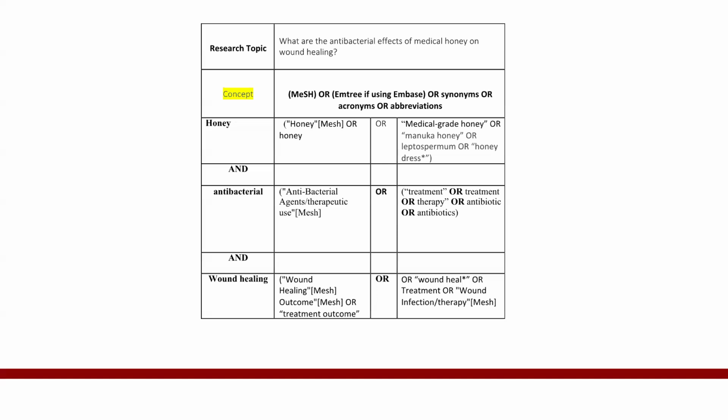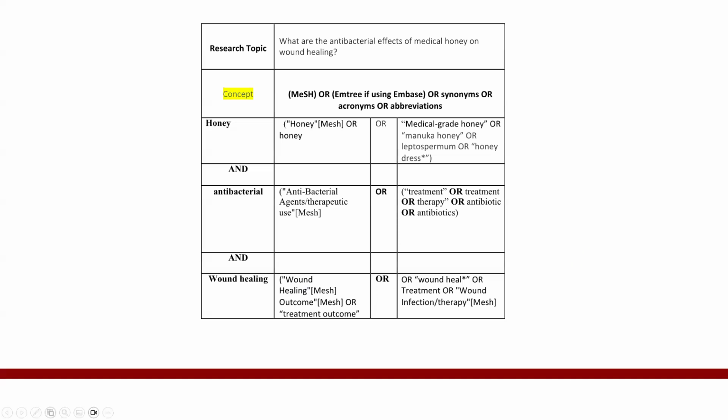In Embase, we have Emtree. Emtree is to Embase what MeSH is to PubMed. It's concept searching. It's a great way to construct your search, build your search house, with the foundation, with the bones. So let's say this is our research topic: What are the antibacterial effects of medical honey on wound healing?